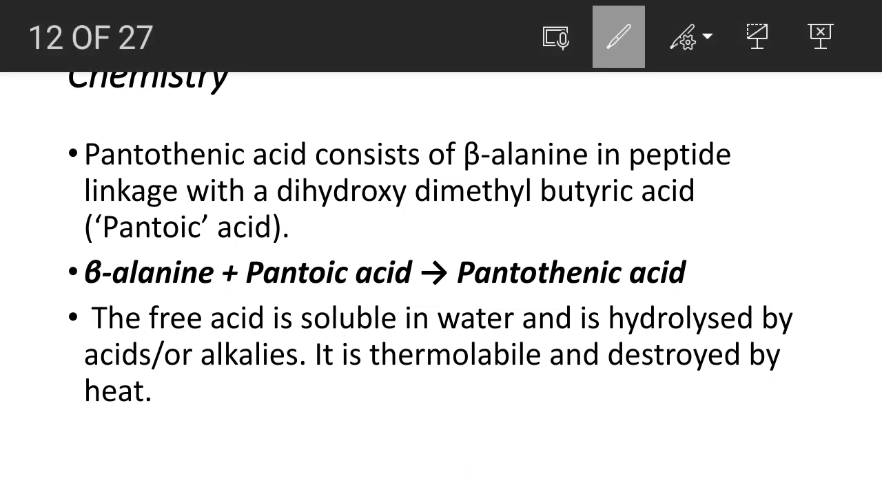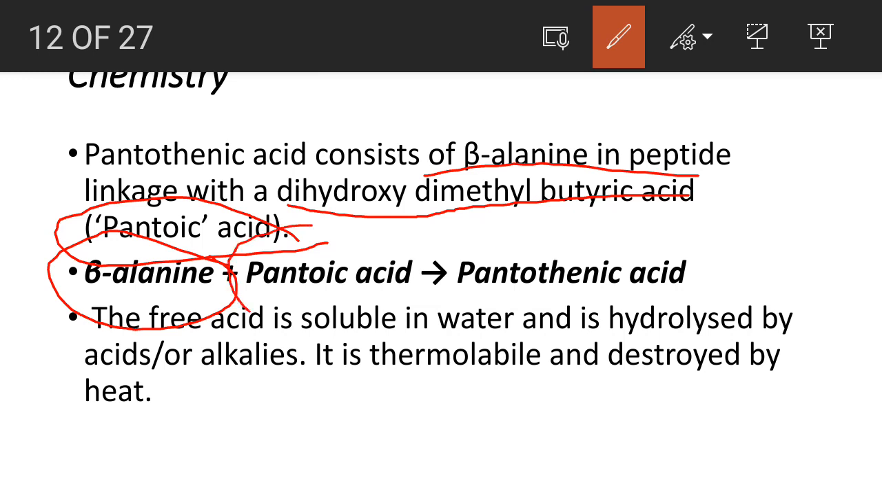It consists of beta-alanine in peptide linkage with dihydroxyl dimethyl butyric acid or pentoic acid. So when there is beta-alanine and there is a pentoic acid or dihydroxyl dimethyl butyric acid, then there is formation of this vitamin B5, also called pantothenic acid.